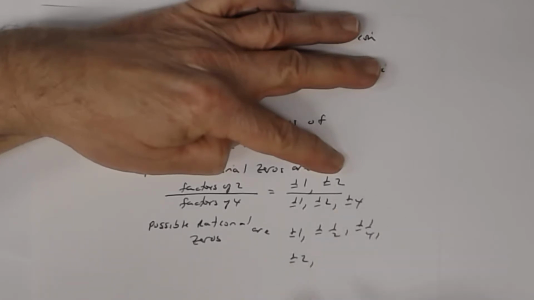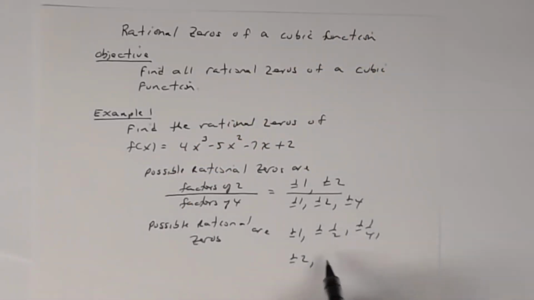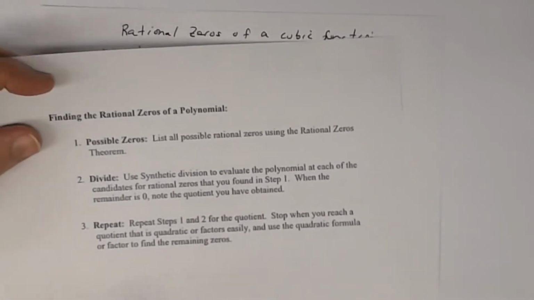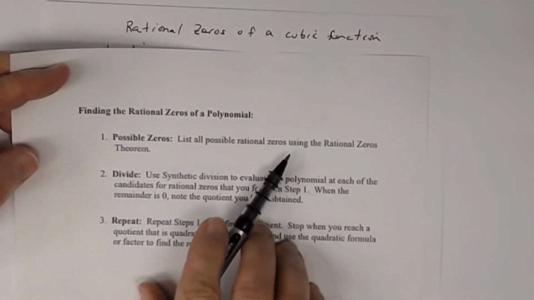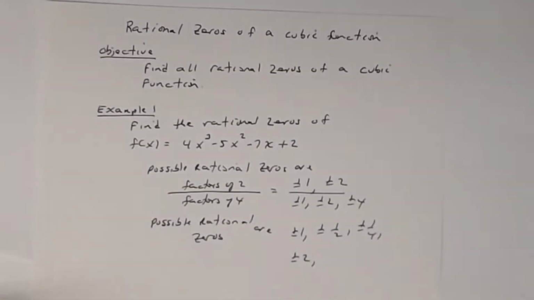We already have it listed. So these are the possible rational zeros. Okay? All right, so here's your step one. So we did step one. Step one was to list all the possible rational zeros using the rational zeros theorem. Now, what we got to do next is find one of these that works, if there are any. All right, so we got to find one that works.